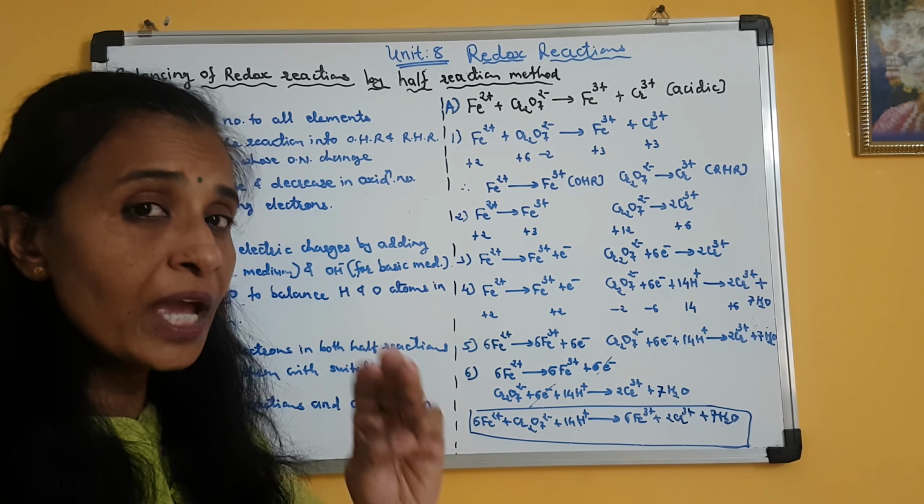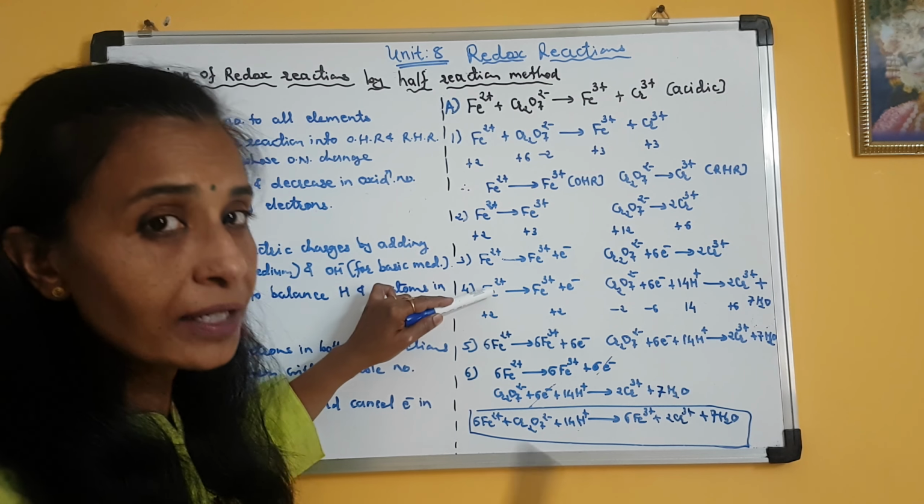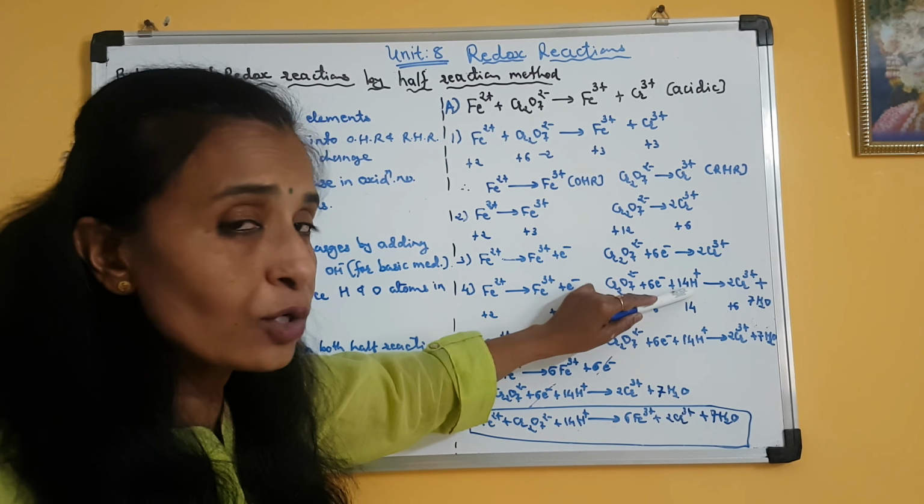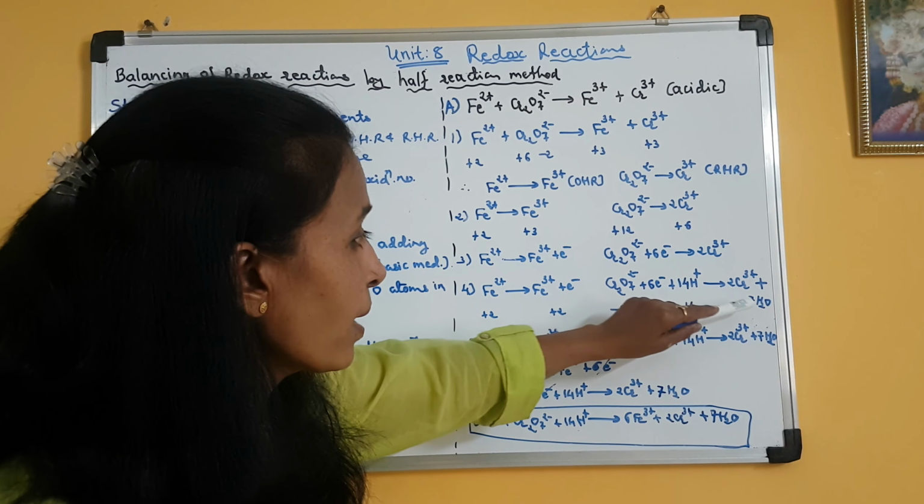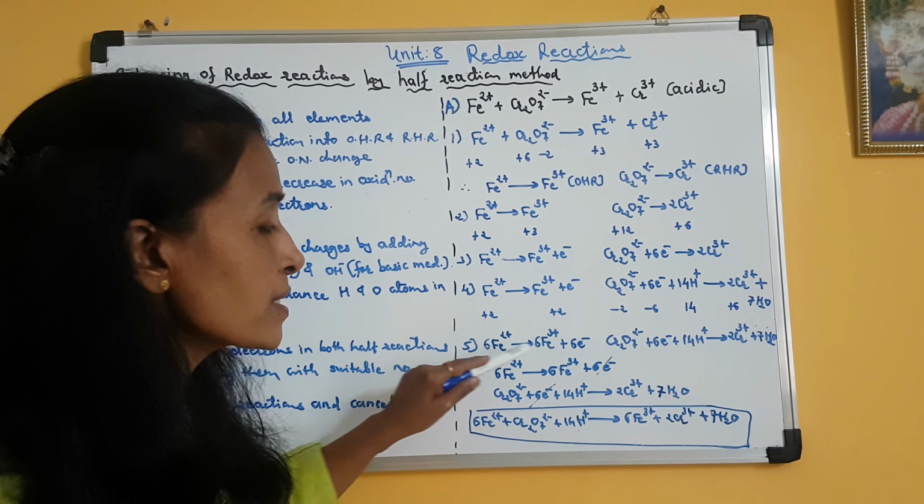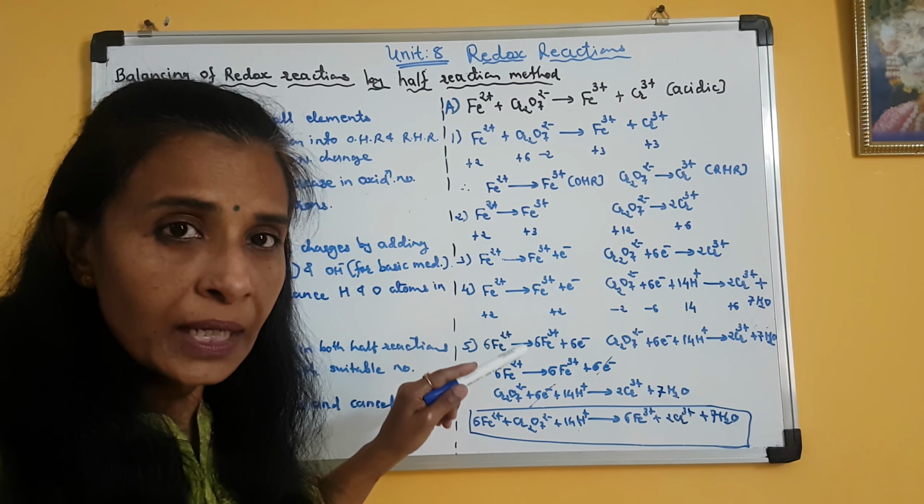So once again in brief, see here, in three steps we have balanced different things. In the third step, we have balanced the oxidation state, that is by adding electrons. In the fourth step, we have balanced the electric charges by adding H plus. Clear? And also we balance hydrogen and oxygen by adding water. In the fifth step, we balance the electrons by multiplying the equation by a suitable number.